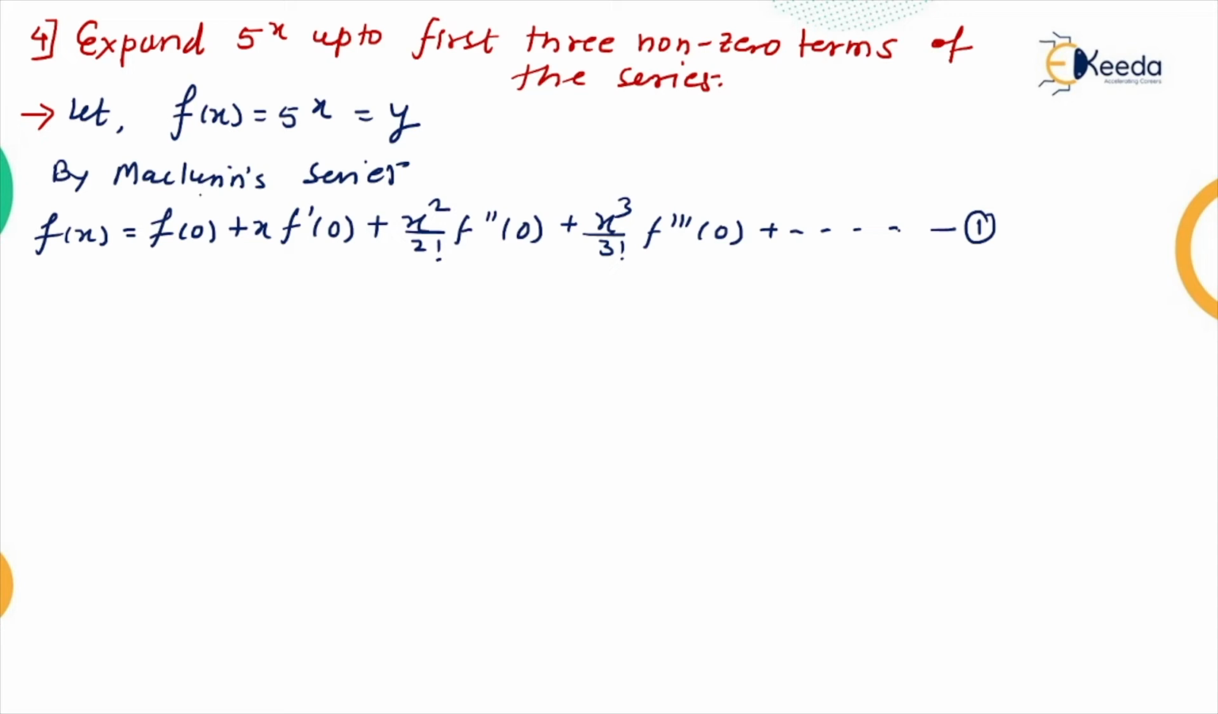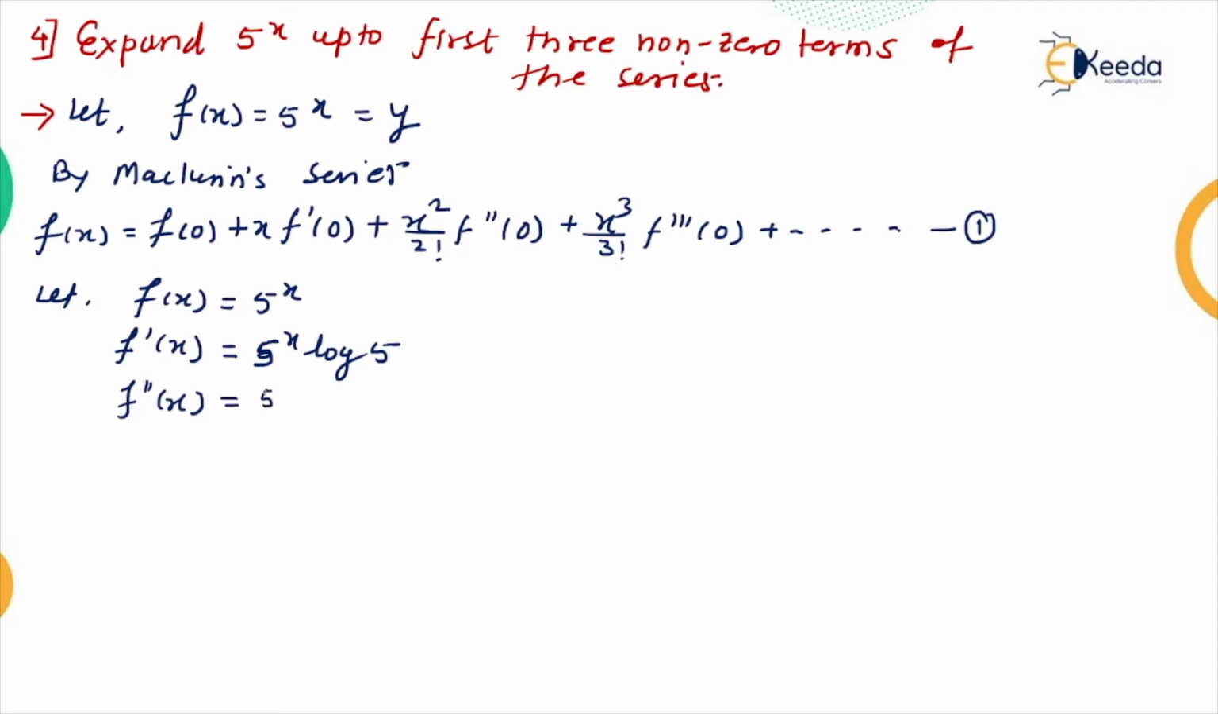Now let's see. Let f of x be equal to 5 raised to x. Guys, you tell me, f dash of x is what? This is 5 raised to x into log 5. Guys, you also tell me, f double dash of x is what? This is 5 raised to x into log 5 squared again.